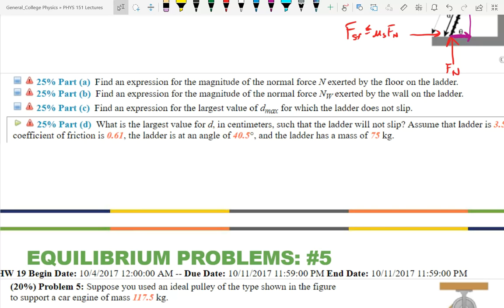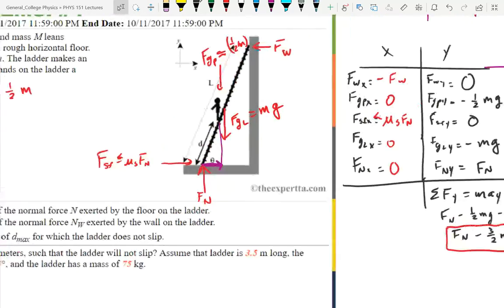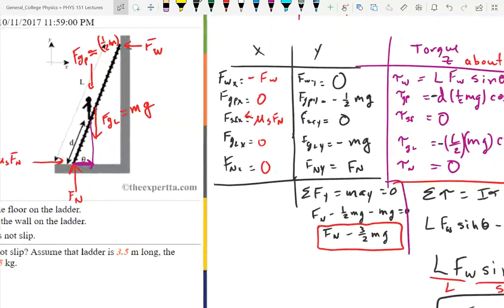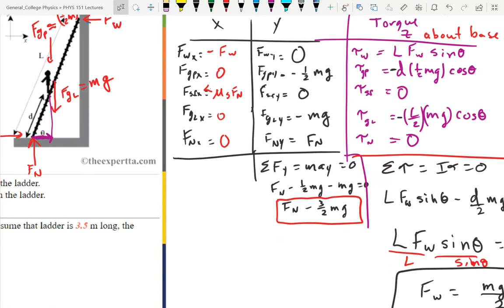Okay, so back to this fine expression for the largest value of D max. Looking at what we've done, you might just look at my table and say, wow, he's explored all but one option, right? I did the sum of the forces in the y direction. I did the sum of the torques. I didn't do the x. It's a good sign that might be where I'm going. It is where I'm going.